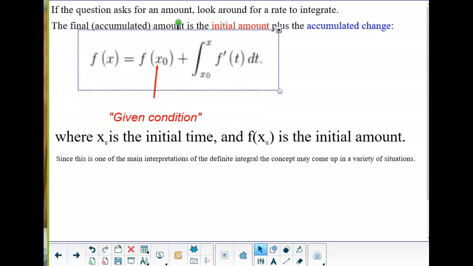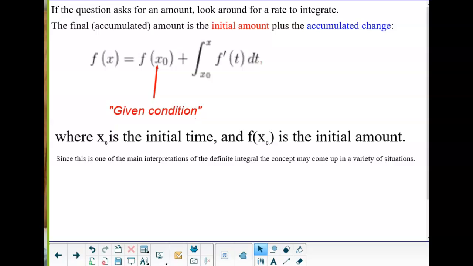So if the question asks for an amount, look for a rate to integrate. The final accumulated amount is the initial amount, notice x of 0, that's our first amount, plus the accumulation from time 0 to whatever our ending time is. So that's the initial amount plus the accumulated change. A lot of times that's the given condition. They always say at time 0, there's 200 gallons in the water.